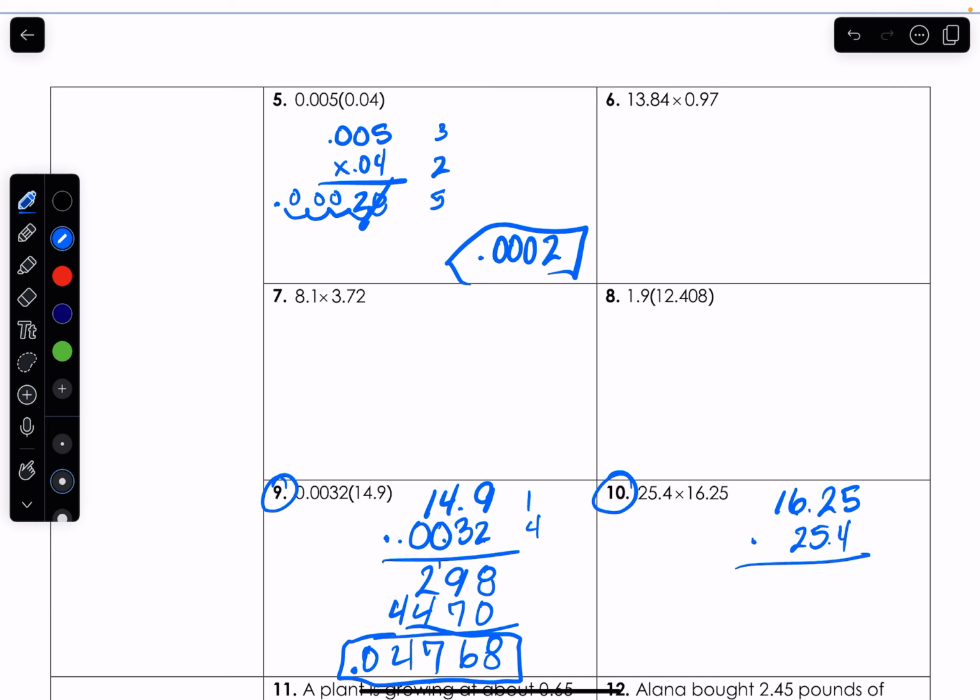Okay, so we've got 5 times 4 is 20. Carry the 0, so 2. 10, carry the 1. 5, carry the 2. So I've got 65. Drop the 0.